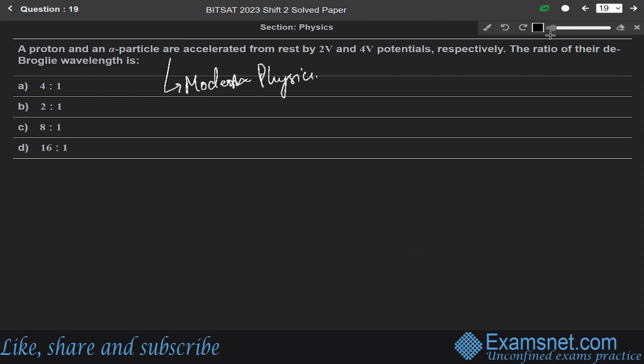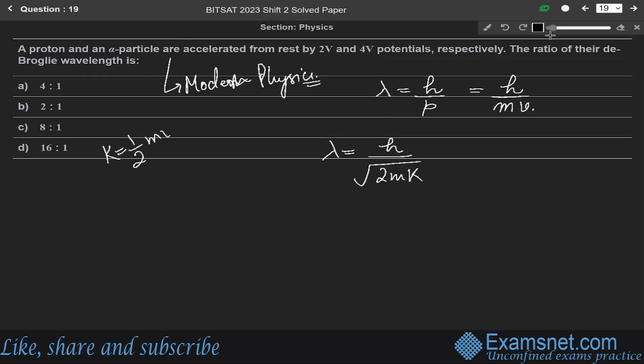Since we know that de Broglie wavelength λ is equal to h over p, where h is the Planck's constant and p is the momentum, we can write p as mv. Since kinetic energy equals half mv², from here we can write v² equals 2K over m. So we can write v equals under root of 2K over m.